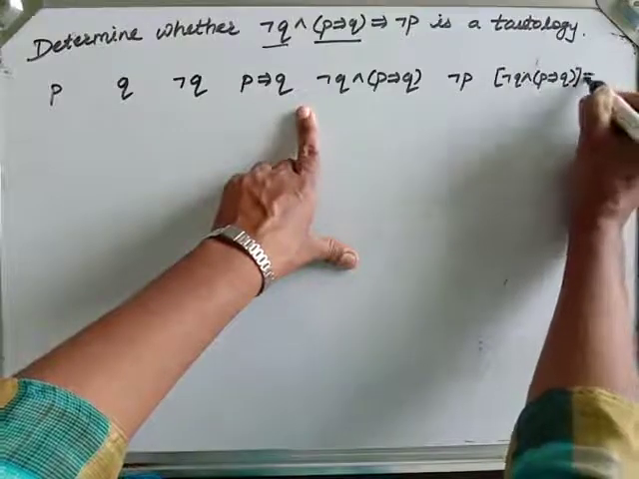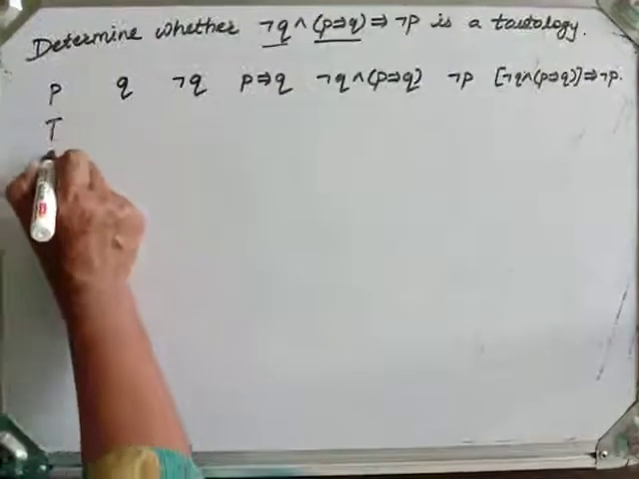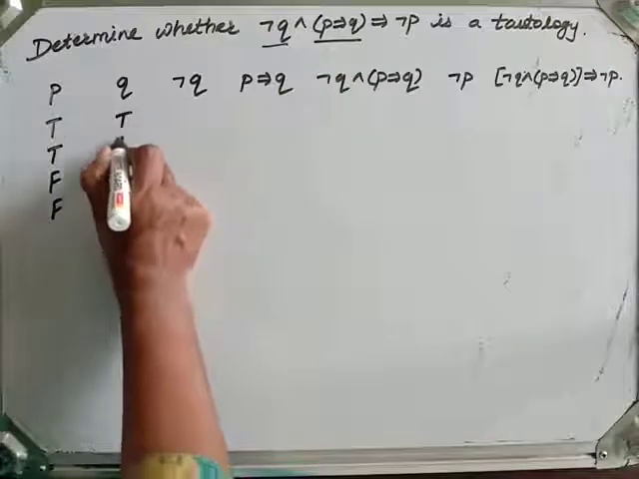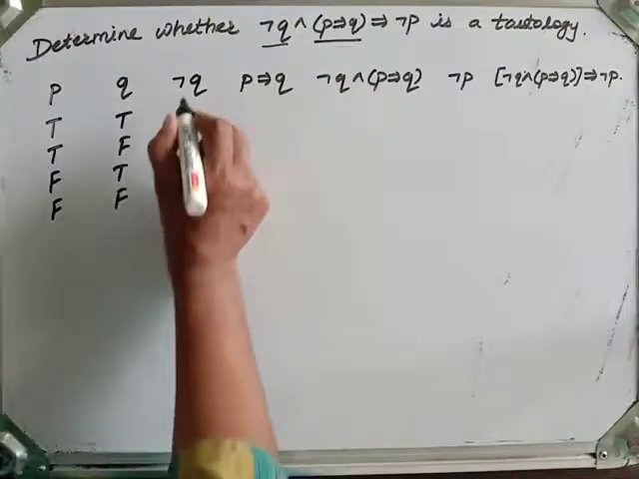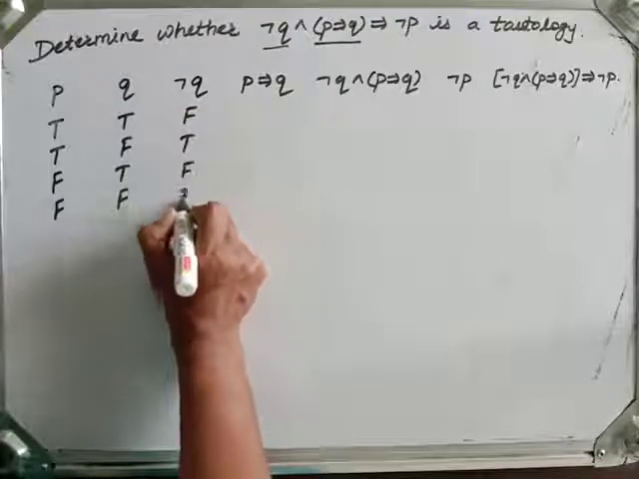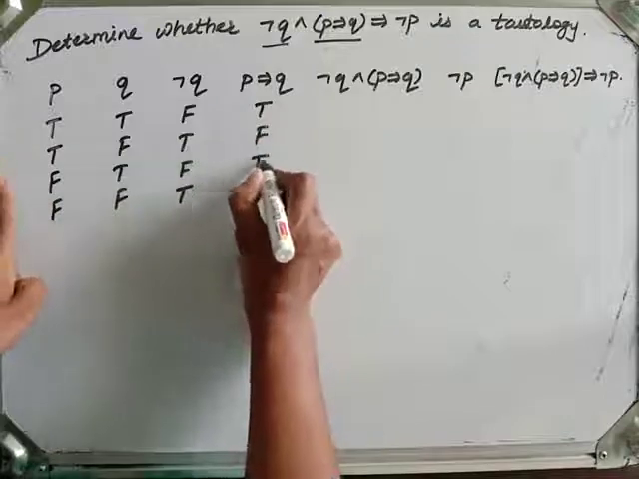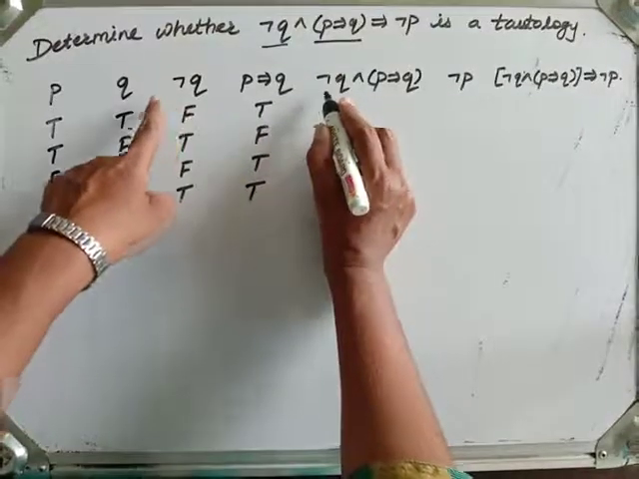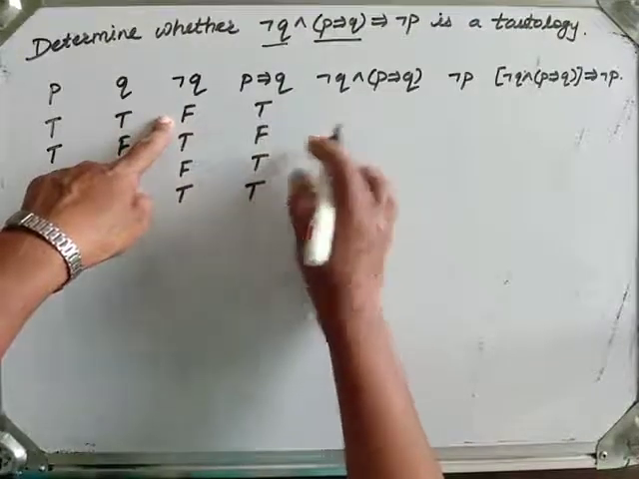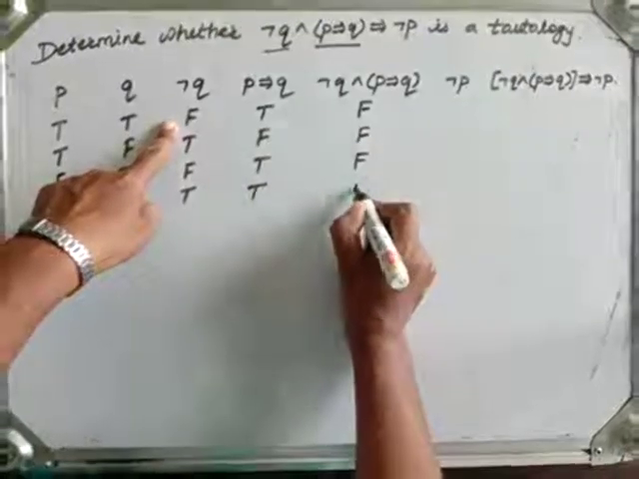So negation Q and P implies Q implies negation P. Now P, Q have the same four possibilities: true, true, false, false, true, false, true, false. Negation Q will become false, true, false, true. Now P implies Q will become true, false, true, true. Now negation Q and P implies Q, and is true only when both are true. So this is false, false, false, and true.